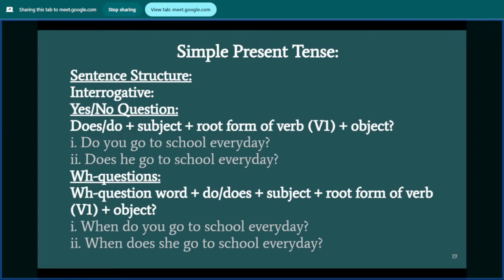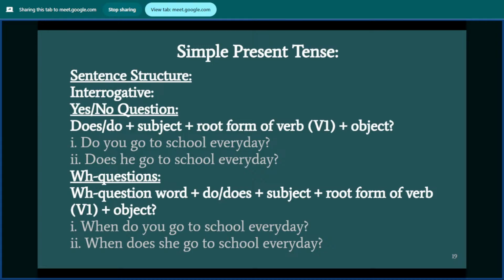And questions, when we have to make them, we make them the same way: yes and no questions. Do you go to school every day, and does he go to school every day? And WH questions, where we expect explanatory answers: when do you go to school every day, and when does she go to school every day? That is how we will make the sentence.